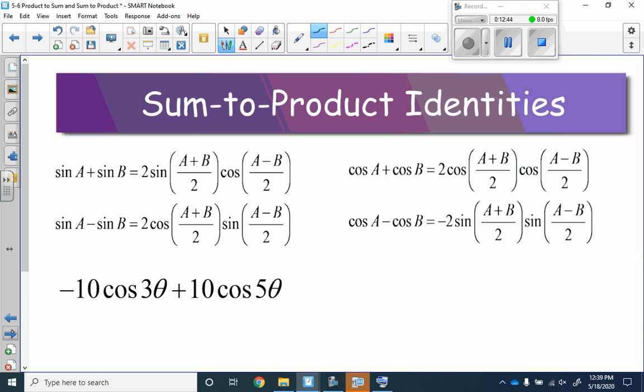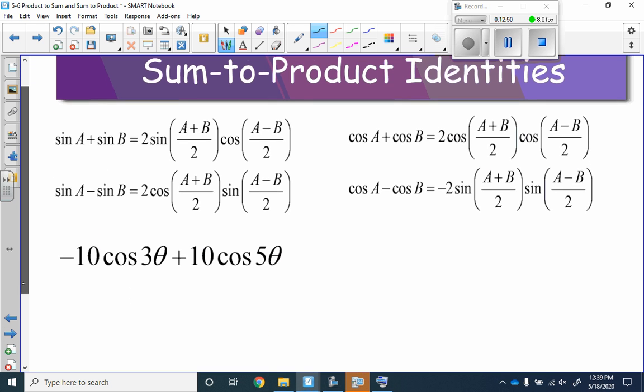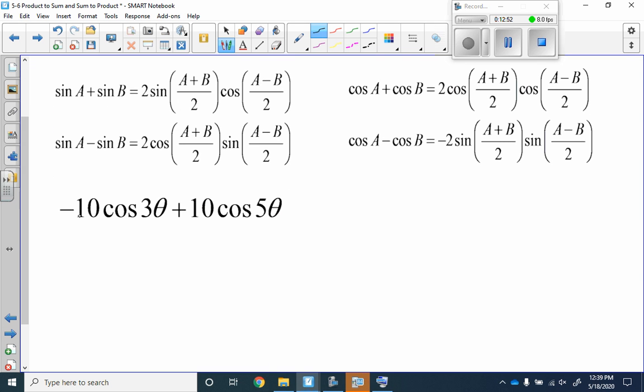Alright, try and see if you can go ahead and do this one on your own. And just kind of a little trick that I would suggest maybe doing something with those 10s there to help you.